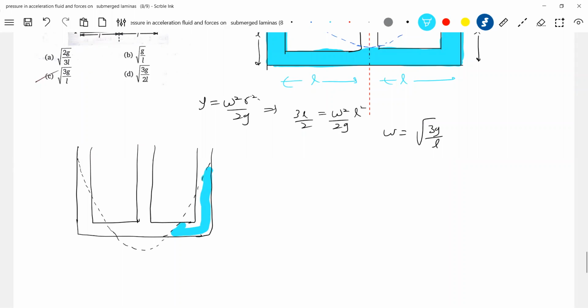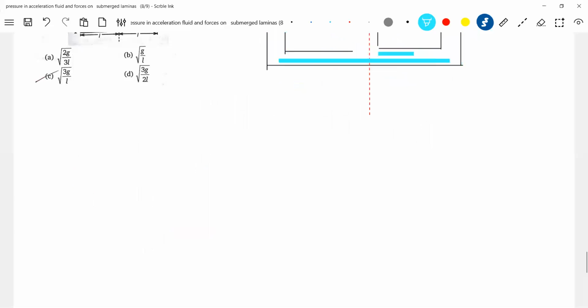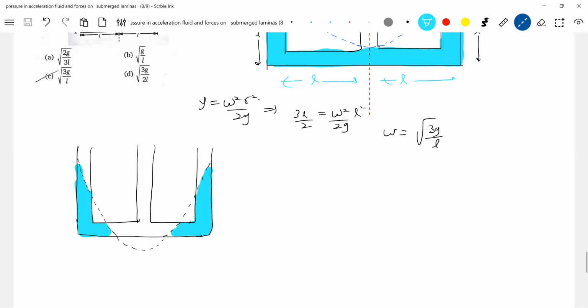Now this omega should be greater than root of 3g by L. The same way we discussed for horizontal acceleration, the similar thing is what you have to put. I think that dotted line is something very important, the shape of the curve. So for this particular omega, greater than root of 3g by L, the free surface will take shape here. If you look at this, the level will be greater than 3L by 2. It should happen.